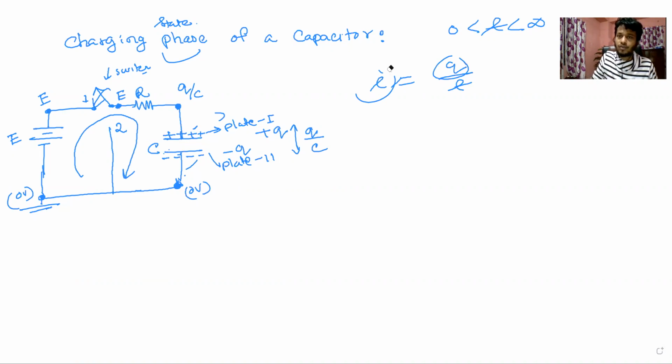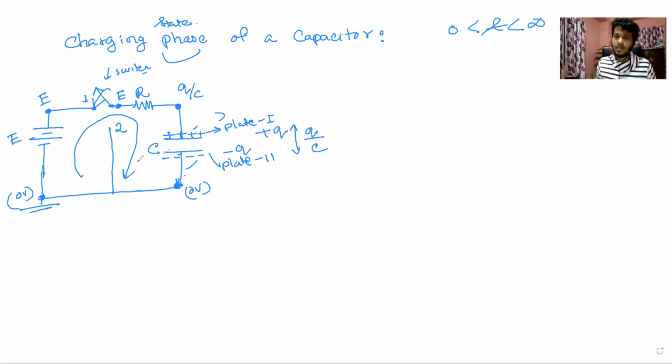Okay. So what would be the current at time t through this circuit? Sir, E minus Q by C by R. Answer confidently, okay? If we can find out the current through this resistor at time t, then of course we can find out the current through this circuit at time t, isn't it?